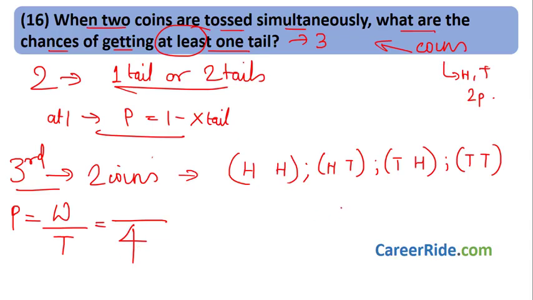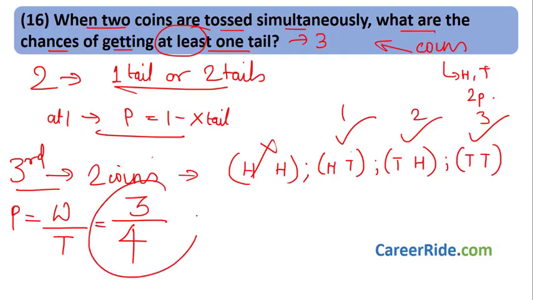Now what I want is that at least one tail should be there. Is there one tail over here? No. Is there one tail over here? Yes. One tail? Yes. One tail? Yes. There are two tails. So at least one tail is there. So we have 1, 2 and 3. So there are three possibilities or three options where I get at least one tail. Probability is 3 by 4. See how easily we got the answer?